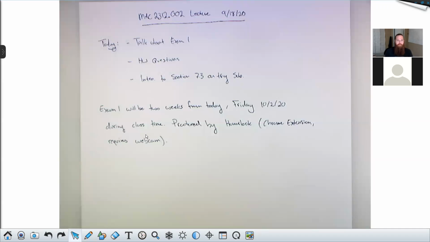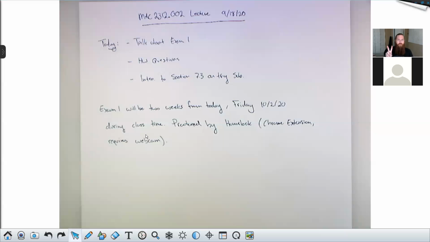Another option, if you don't want to take the test at one of the computers in the library, we have some loaner laptops. You can actually come up to campus and get a laptop to borrow for a day. And of course, you could use that to take the test.